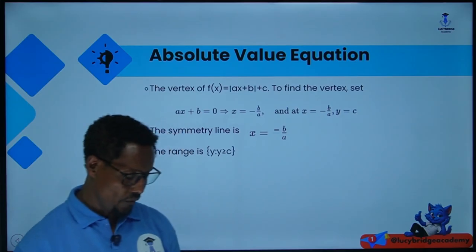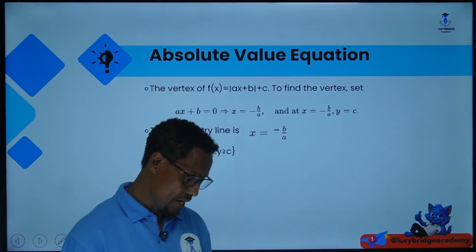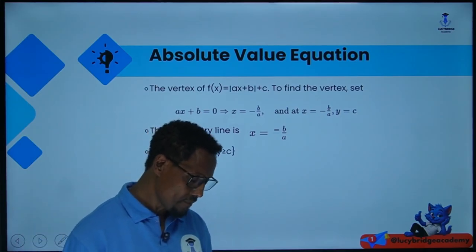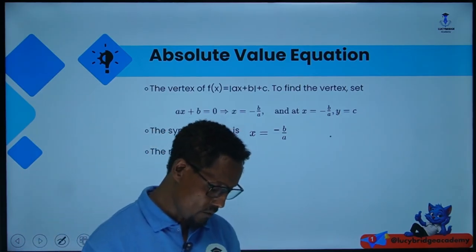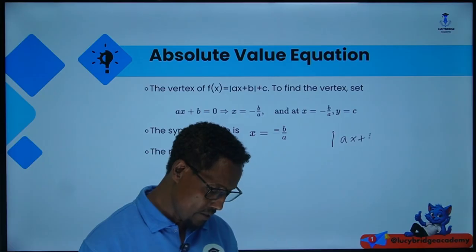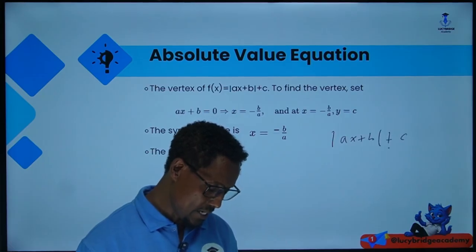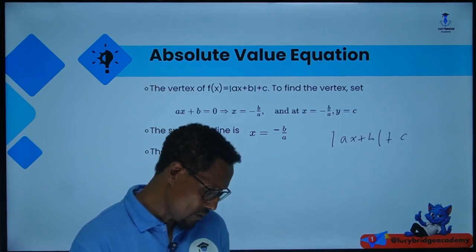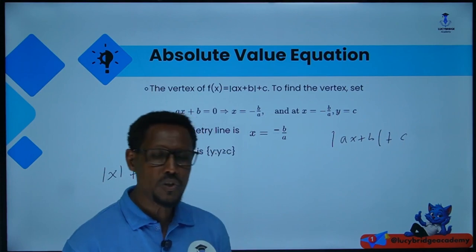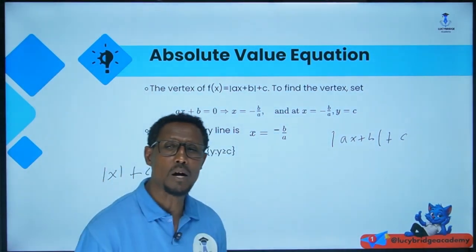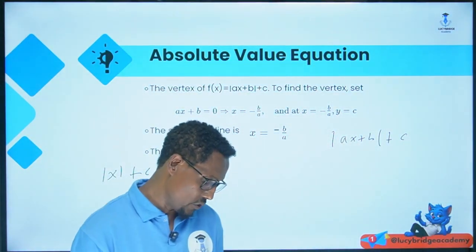The vertex of the absolute value of ax plus b plus c. Before that, I want to show you that the absolute value of x plus c means the graph is shifted c units up or c units down.